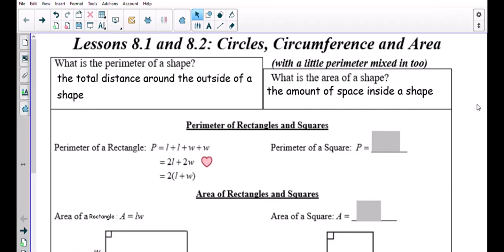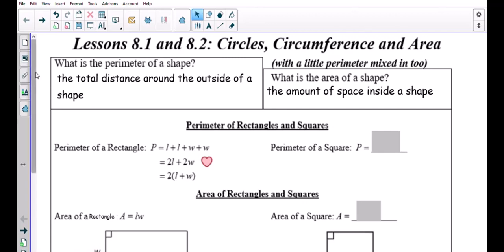So if we're talking about fencing in a backyard, or a baseboard that you're putting around where the floor and the wall meet in a room, that's going to represent perimeter. When we talk about area of a shape, we're talking about the amount of space inside a shape. So if we're talking about how much fertilizer we need to put in a yard, or how much flooring to purchase to put in a room, that's going to represent the area of a shape.